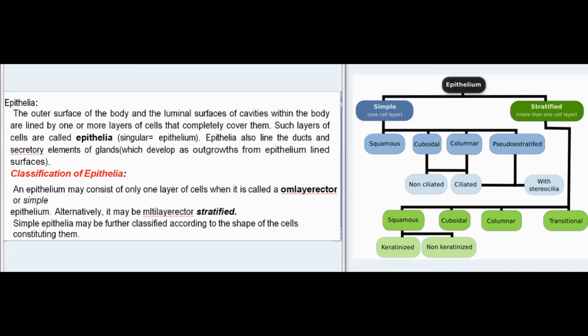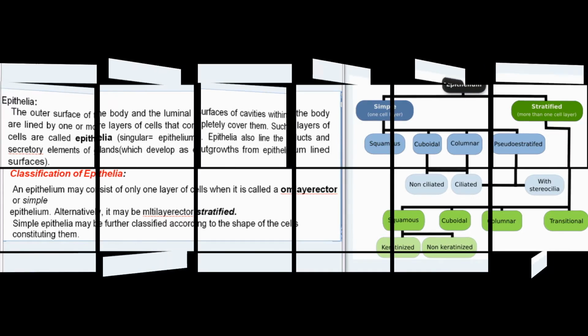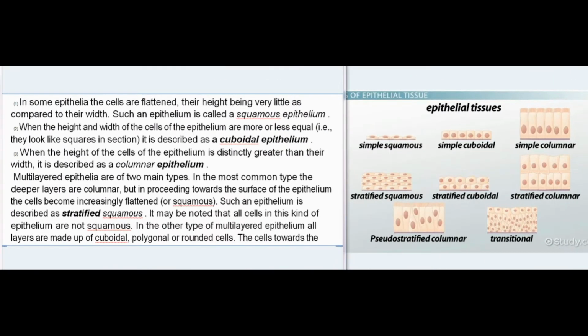Classification of epithelia. An epithelium may consist of only one layer of cells, when it is called a unilayered or simple epithelium. Alternatively, it may be multilayered, or stratified. Simple epithelium may be further classified according to the shape of the cells constituting them. 1. In some epithelia the cells are flattened, their height being very little as compared to their width. Such an epithelium is called a squamous epithelium.